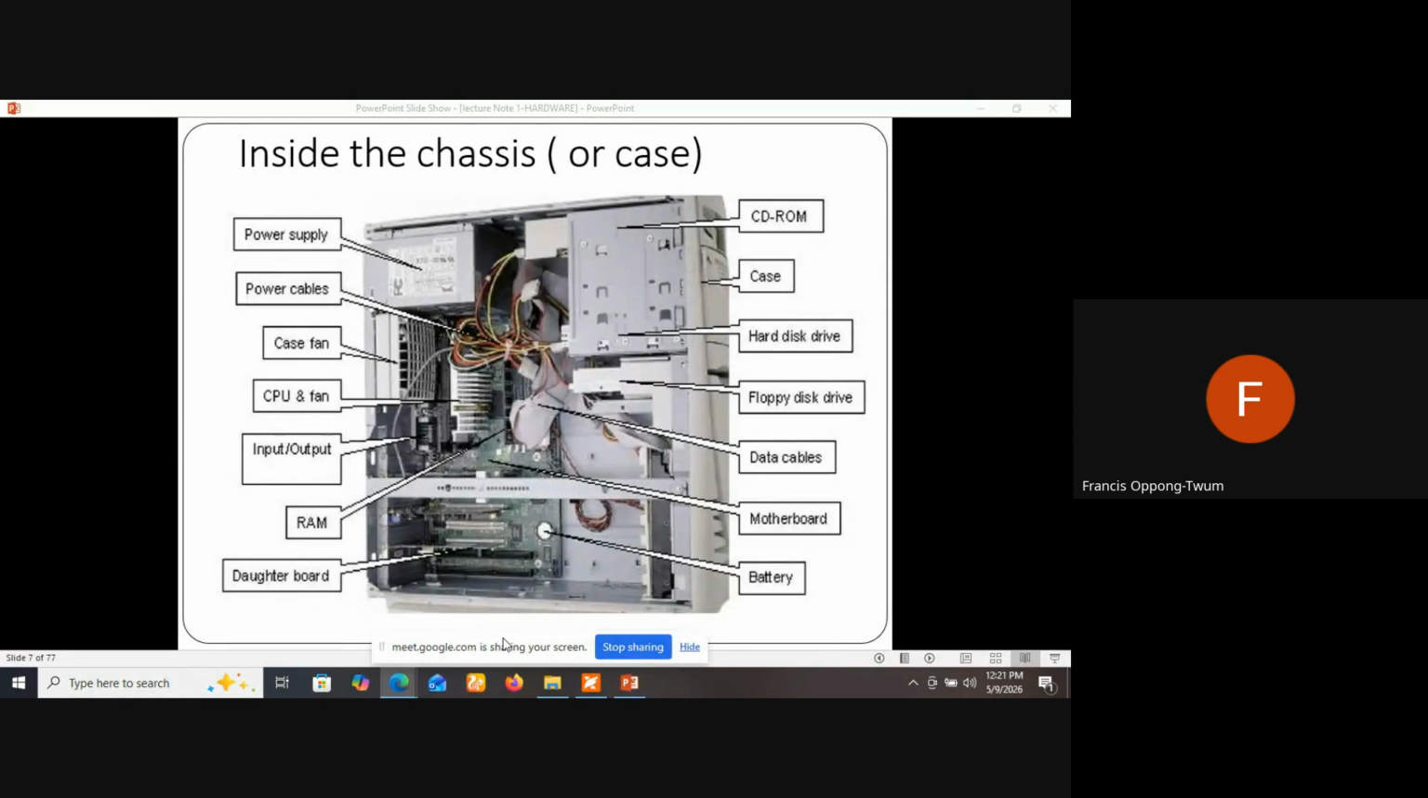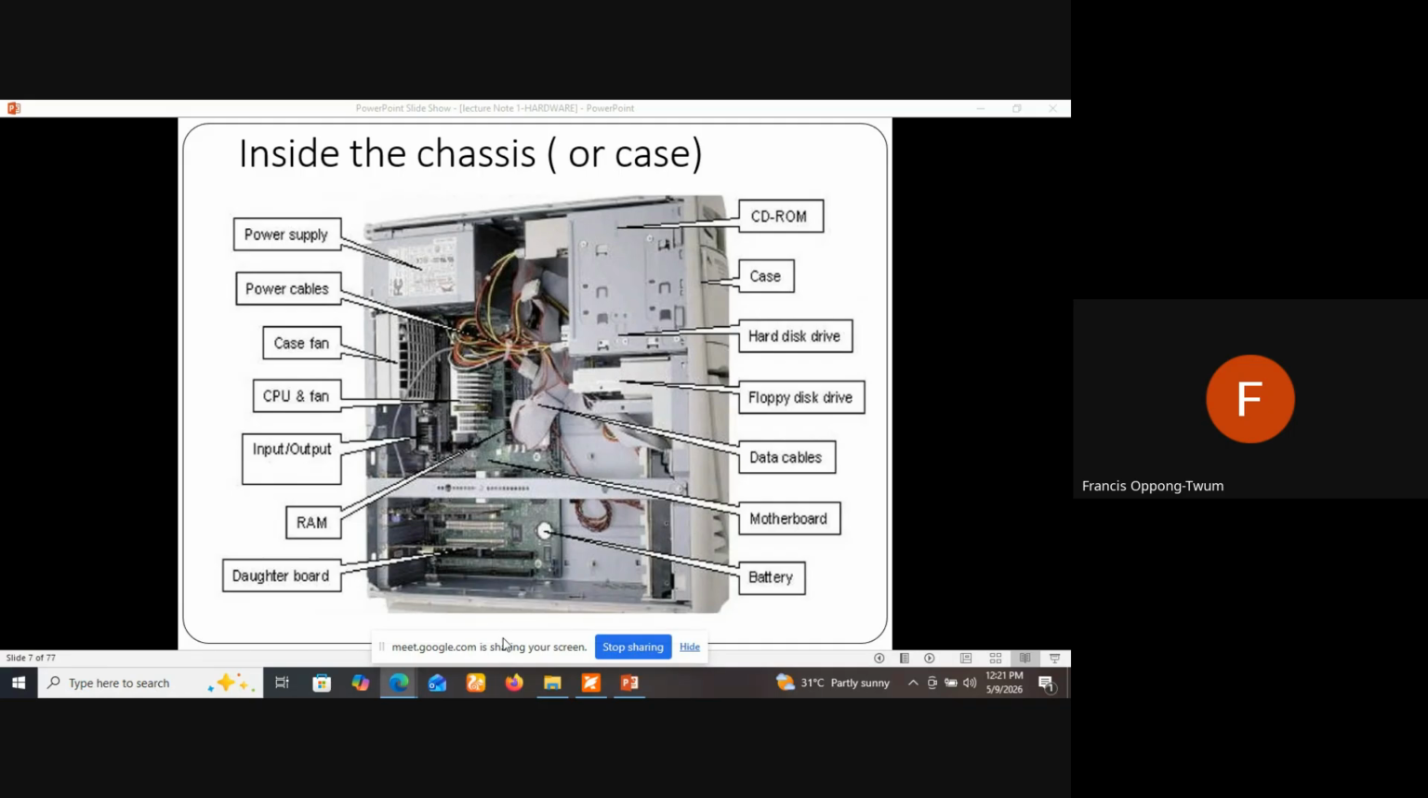So those who can see the screen, tell me some of the components that you see. I think this is a picture of a system unit. That's the chassis or something. Who can tell me some of the components that you can identify over there? Yes, the battery. You can see the battery. Okay, what else can you also see?